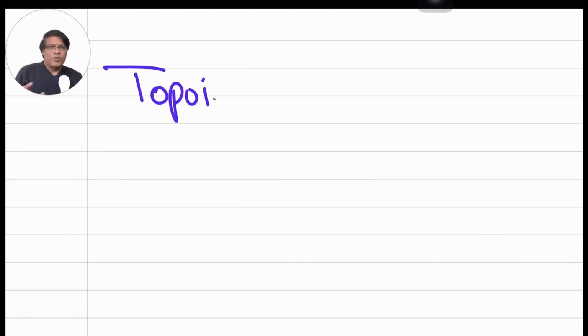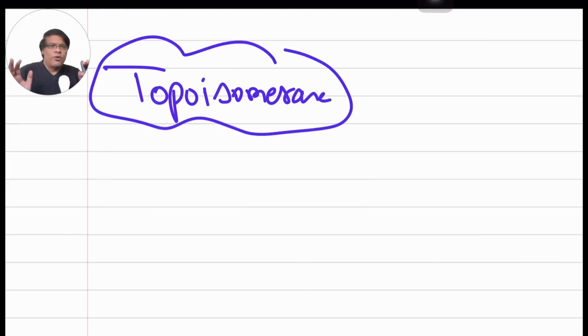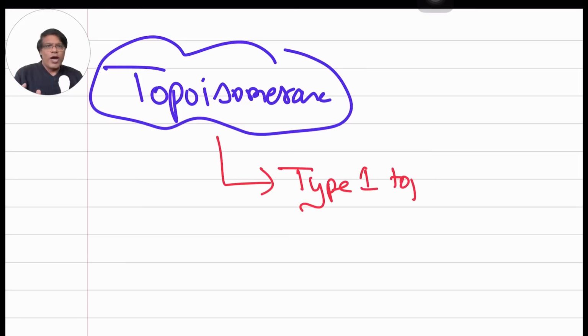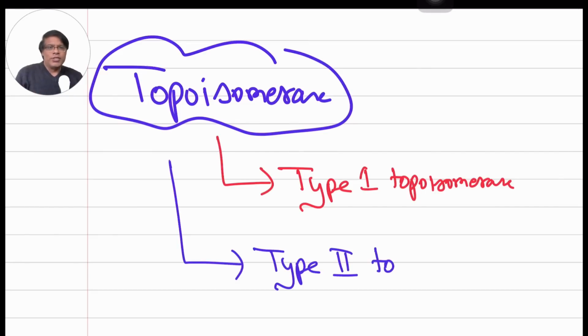Now here I just want to give you an overview. We are not going to discuss in detail the different types of topoisomerase. I just want to tell you that topoisomerases can broadly be classified into two categories. One is type 1 topoisomerase, another is type 2 topoisomerase.